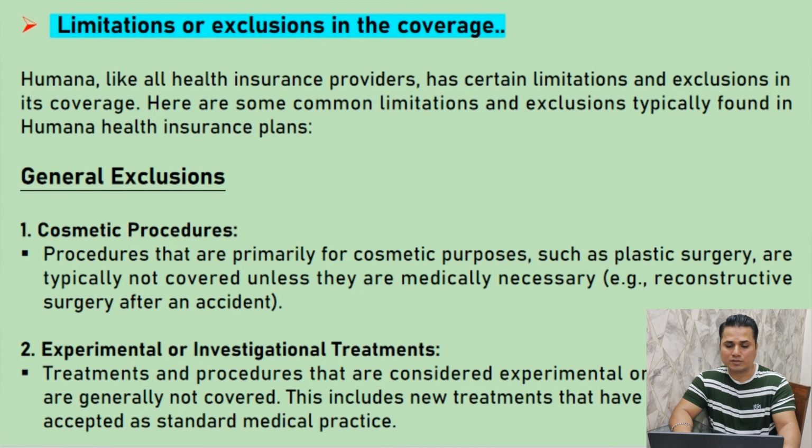Limitations and exclusions in the coverage. Humana, like all health insurance providers, has certain limitations and exclusions in its coverage. Here are some common limitations and exclusions typically found in Humana's health insurance plans. General exclusions. Number one, cosmetic procedures. Procedures that are primarily for cosmetic purposes, such as plastic surgery, are typically not covered unless they are medically necessary. For example, reconstructive surgery after an accident.